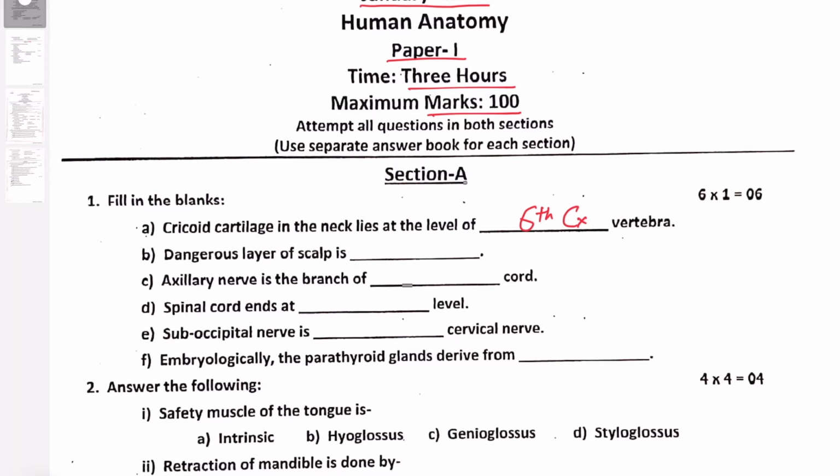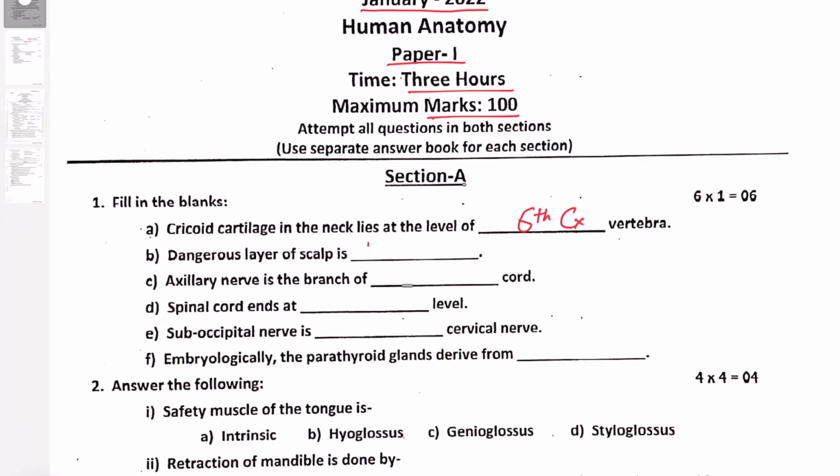The next question here is B. Dangerous layer of the scalp is. You can mention it as the fourth layer, or you can write it as the loose areolar connective tissue layer. Now, to give you some idea about the scalp, the relevant questions regarding the scalp that usually come in exams.